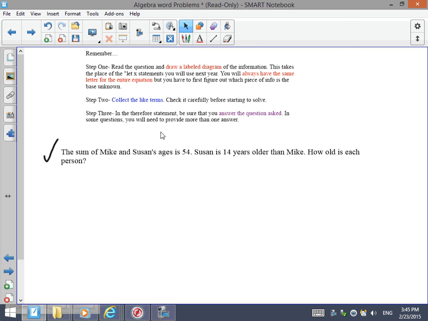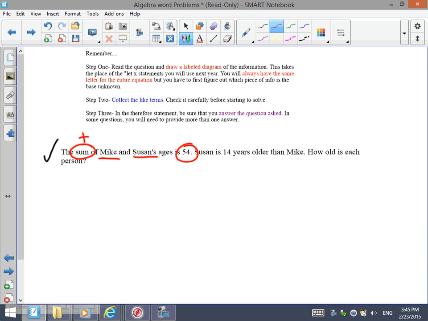As I get ready to attack this question, I will look at some words like sum, and I know that's an adding question. I know Mike has an age, and I know Susan has an age. I know together they're 54. And here it tells me something important, that Susan is 14 years older than Mike. So that's just stuff I will start reading and thinking it through.